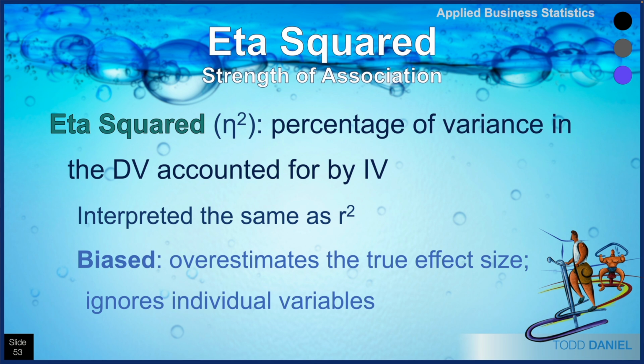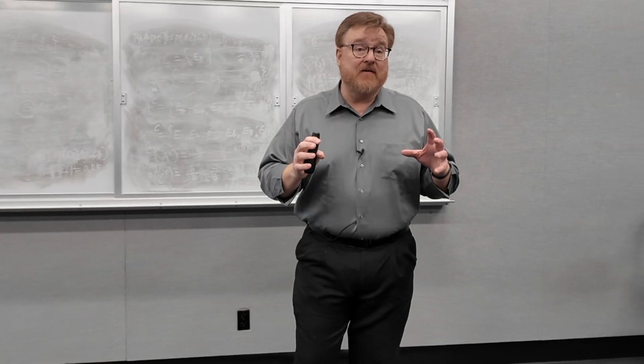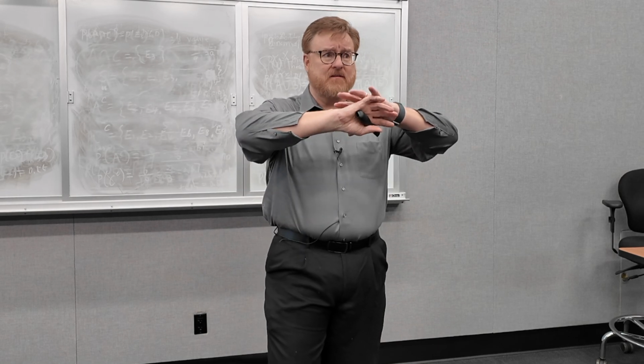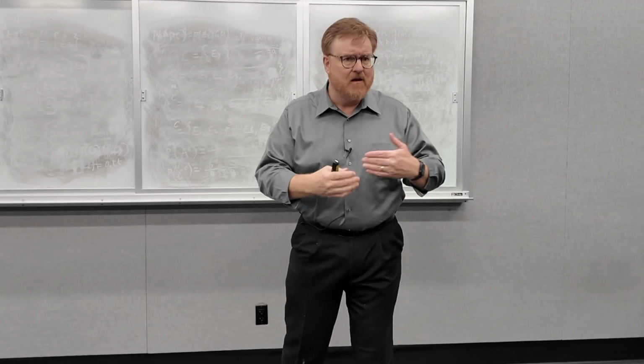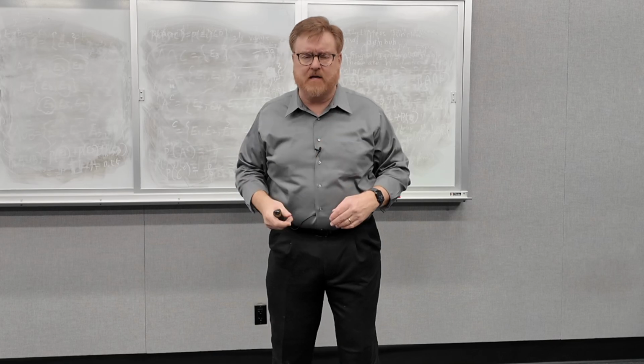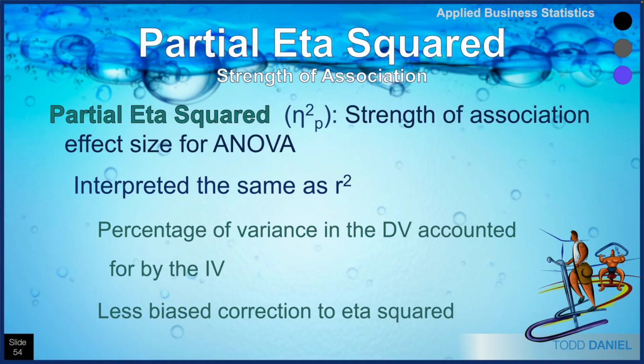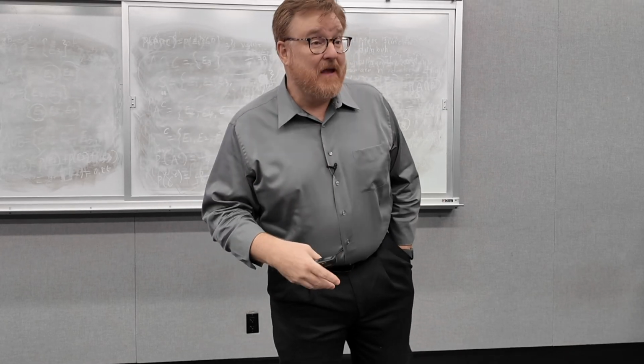However, eta squared is biased in that it systematically overestimates the true effect size. And it doesn't give us the effect for individual variables, it gives us the model effect size. If you have multiple independent variables, you kind of want to split out which source of variance has what effect size. So the solution there is to use a partial eta squared, which is also a strength of association effect size for ANOVA. It is also interpreted the same way as an R squared, the percentage of variance in the dependent variable accounted for by the independent variable, but it is less biased.